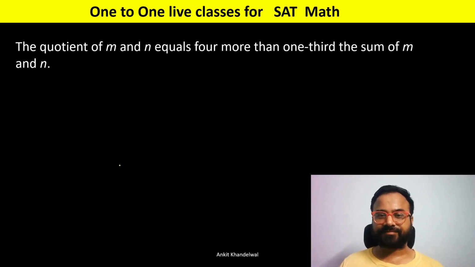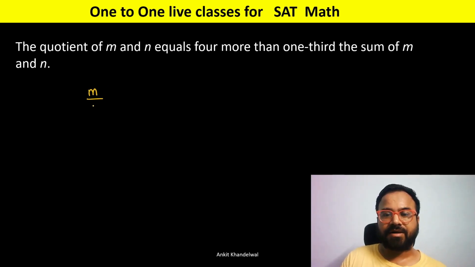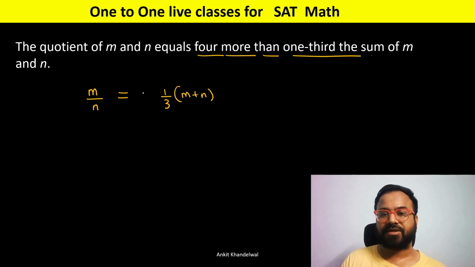Now try this. Okay, let's solve. Quotient of m and n equals 4 more than 1/3 the sum of m and n. Quotient of m and n means m divided by n. 4 more than 1/3 the sum of m and n means 1/3 times m plus n, and this quotient is 4 more than this. So we will be adding 4 over here. This is the equation for this particular statement.